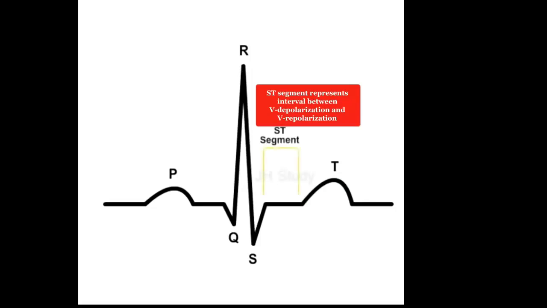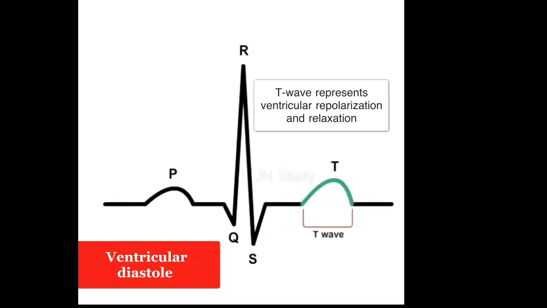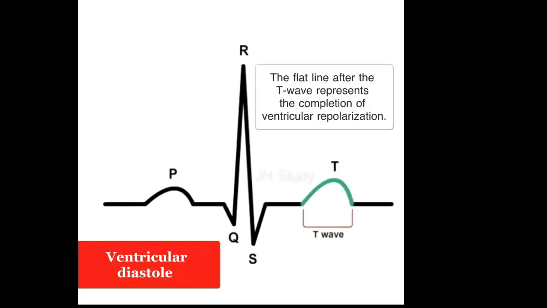During the ST segment, all the ventricular myocardium is depolarized and has positive charges, so there is no potential difference to be recorded. The ST segment is an isoelectric region that should be flat with no elevation or depression. The T wave represents ventricular repolarization, and the flat line after the T wave represents the completion of the ventricular repolarization, another isoelectric segment. After this flat segment, the cycle starts over again.